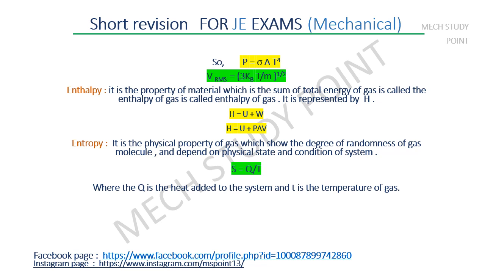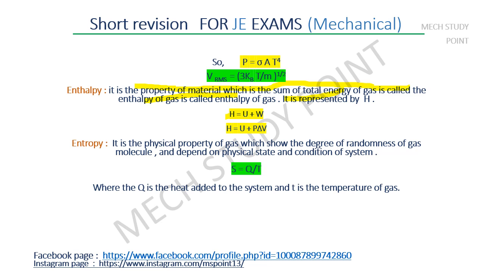Next is enthalpy and entropy. What is enthalpy? Enthalpy is the property of a material which is the sum of the total energy of the gas, and it is called the enthalpy of the gas. Enthalpy is represented by H. H is equal to U plus W. We put the value of W equal to P delta V, so finally H is equal to U plus P delta V. Many numericals are asked in competitive exams on this formula.